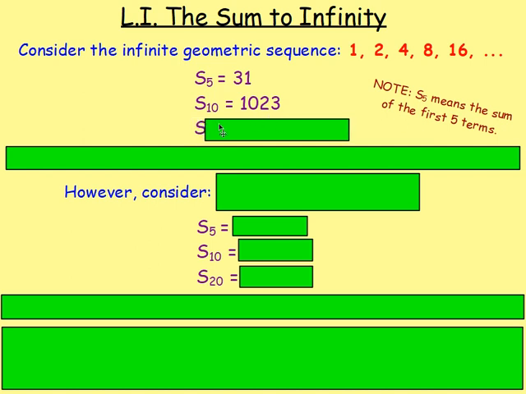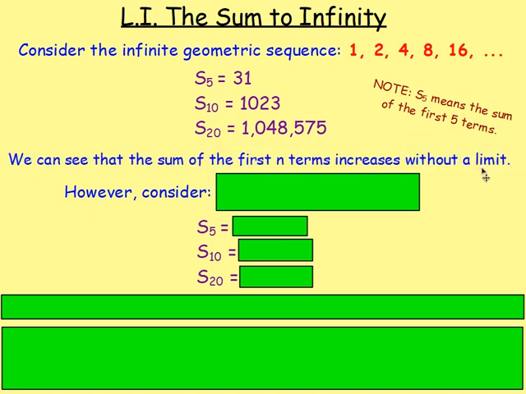And if you add together the first 20 terms, let's just go mental, you end up getting 1,048,575. What do you think happens if you add 21 terms and 22 or 50 terms together? Well, as you can see, this sum is just going to increase and increase and increase without a limit.